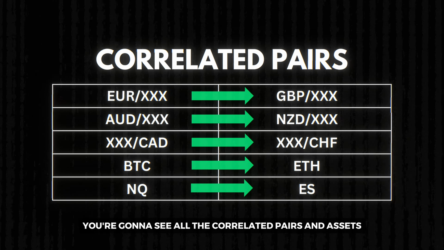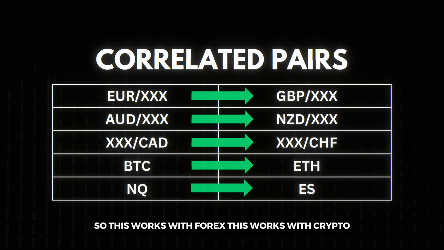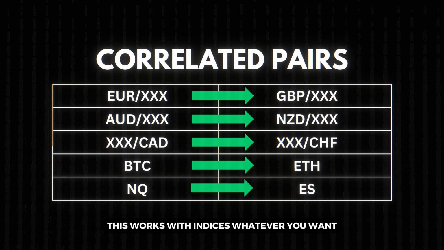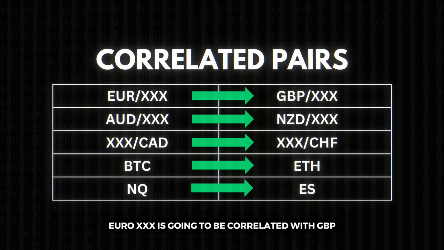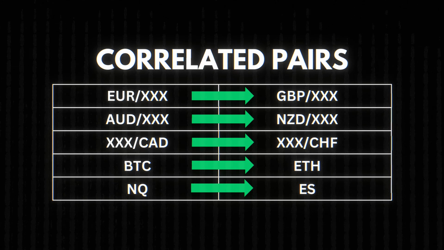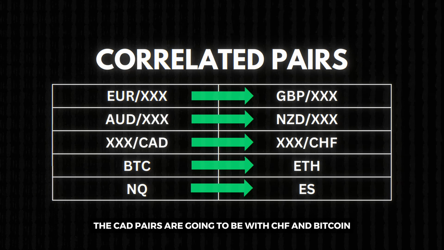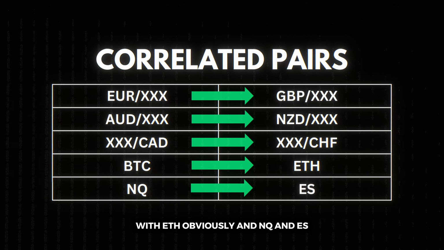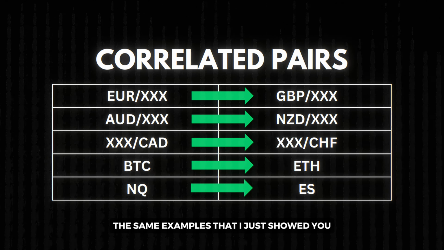Now up here on the screen, you're going to see all the correlated pairs and assets. So this works with forex, this works with crypto, this works with indices, whatever you want. And you can see Euro is going to be correlated with GBP. Aussie is going to be correlated with NZD. The CAD pairs are going to be with CHF, and Bitcoin with ETH, obviously, and NQ and ES, the same examples that I just showed you.